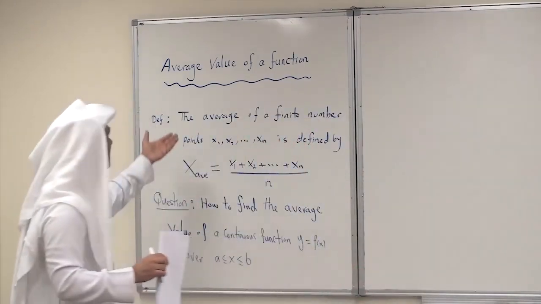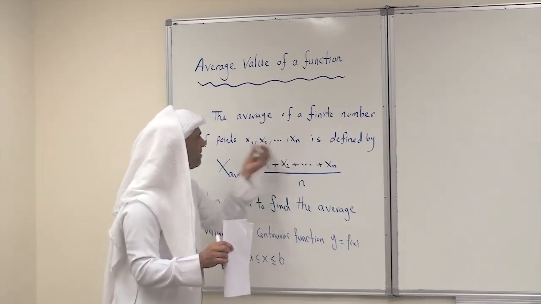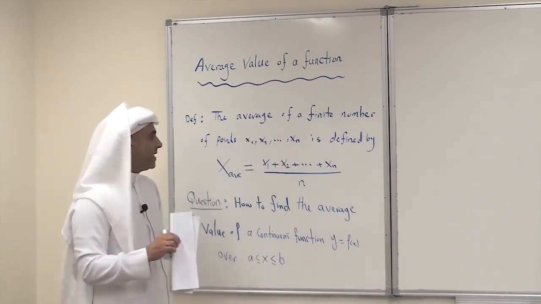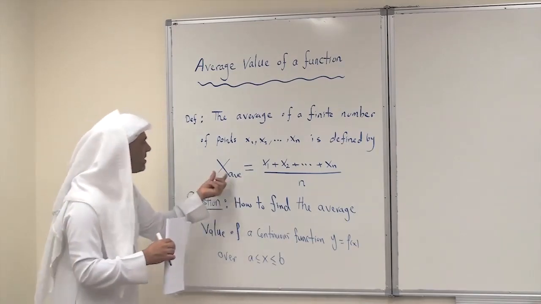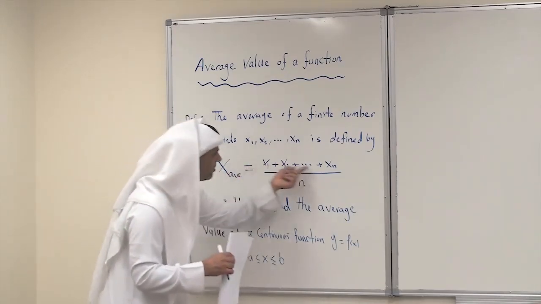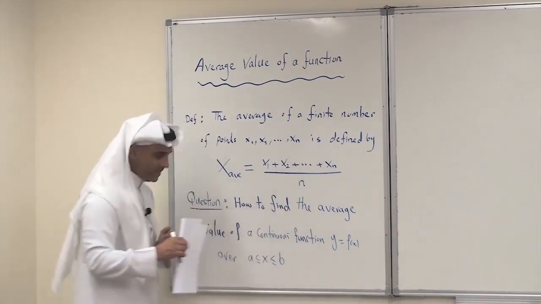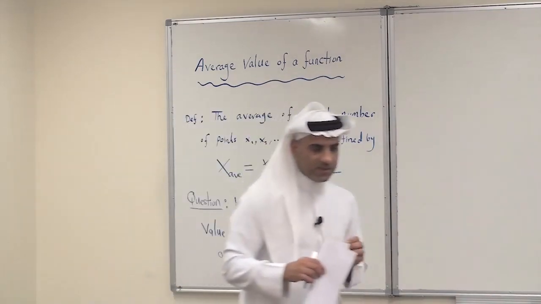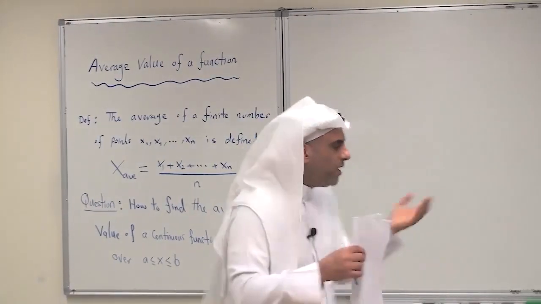Recall this. If you have some readings like x1, x2, up to xn, then what is the meaning of the average of this? The average, x average, is the summation of these readings divided by the number of them, which is in this case n.